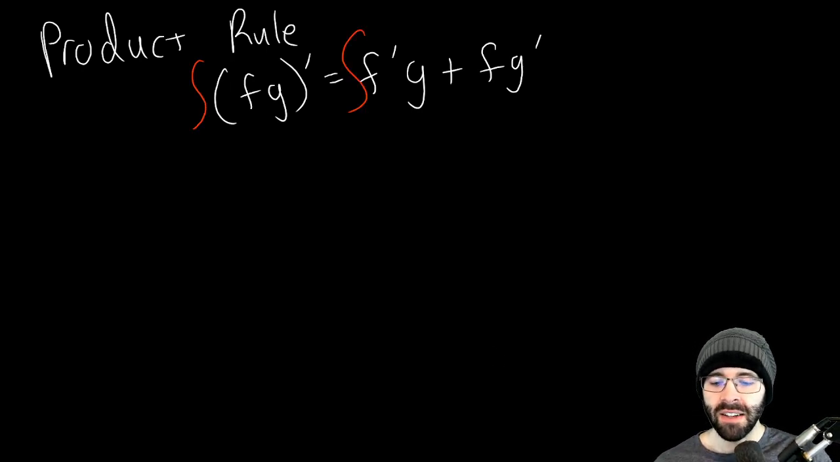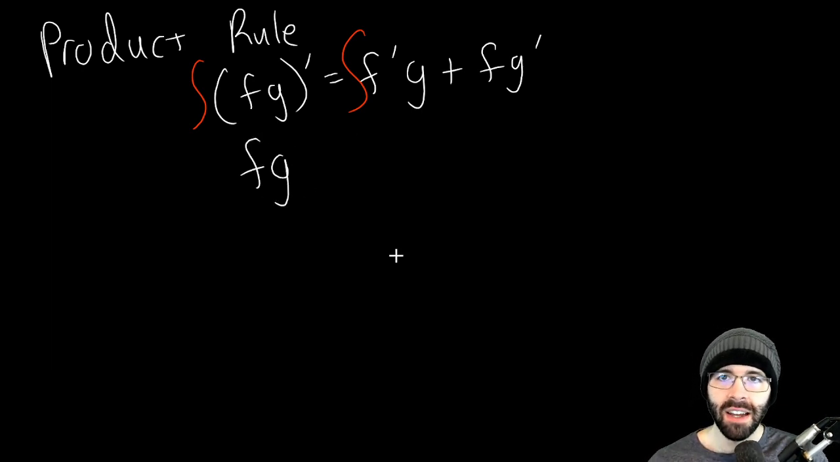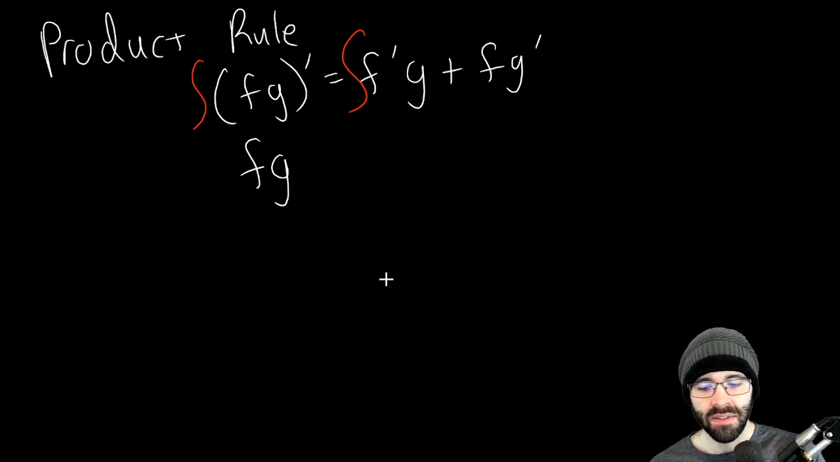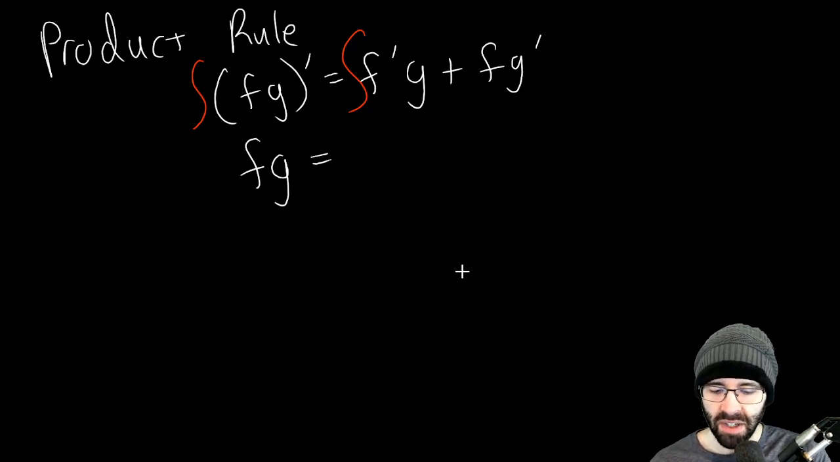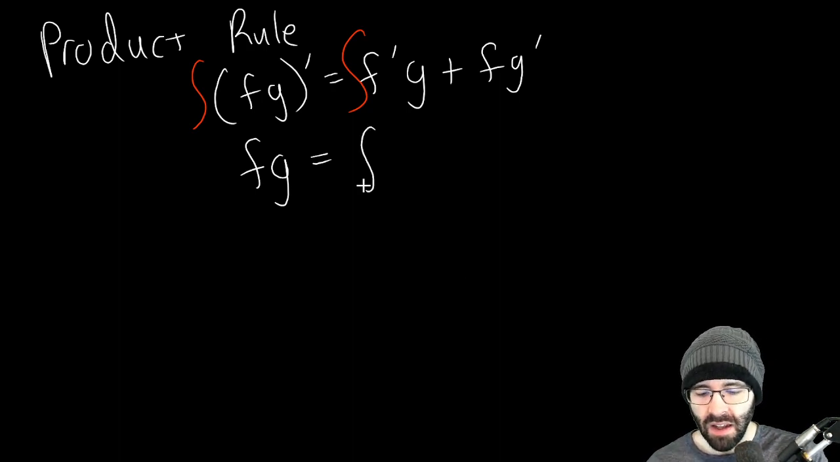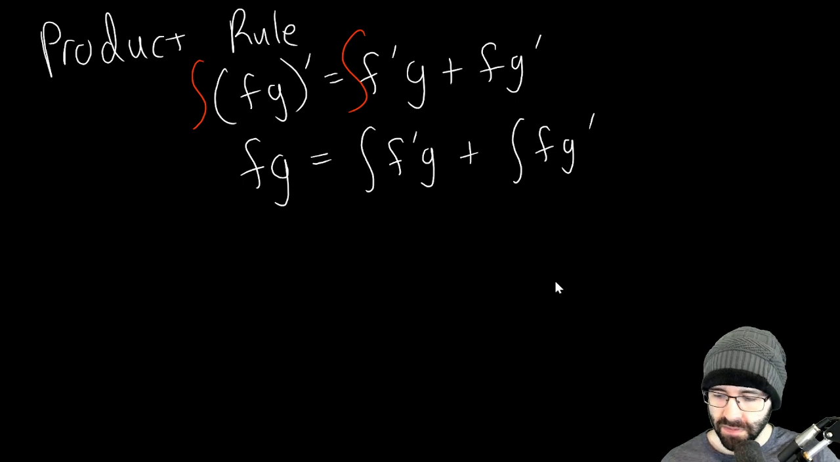Well, the antiderivative of the left-hand side is easy. It's just f times g. What's the antiderivative of a derivative? It's just itself, again, plus some constant. We're going to leave off the plus c's for now, just for this formula, and we'll see why that kind of works at the end. But for now, just take it on faith. And then this will be the integral of f prime g plus the integral of fg prime.